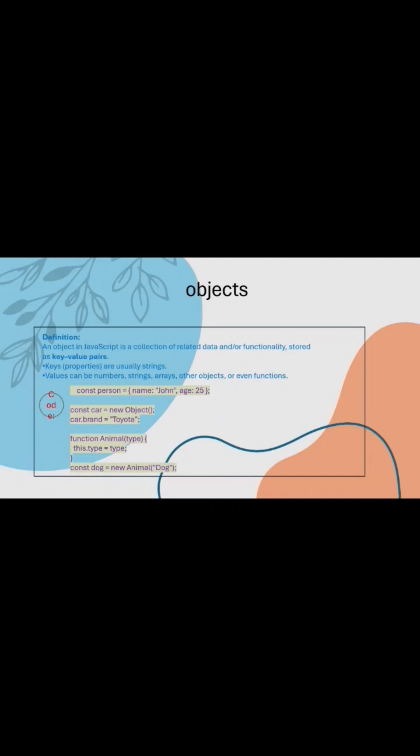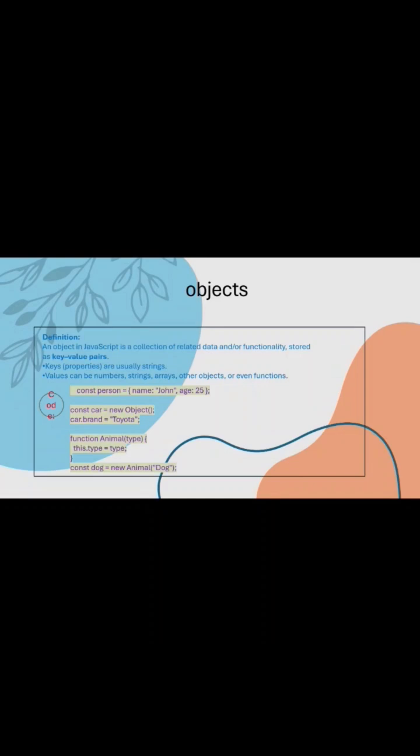Coming to objects, an object in JavaScript is a collection of related data and functionality stored as key-value pairs. Keys are usually strings, and values can be numbers, strings, arrays, other objects, or even functions. For example, we take const person equals name: John, age: 25, and const car is a new object. Like this, we take the examples.